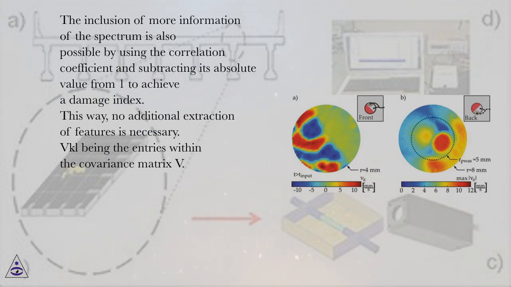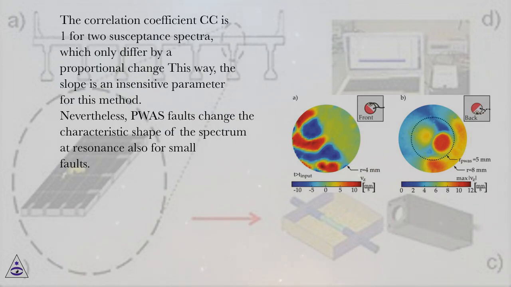The inclusion of more information of the spectrum is also possible by using the correlation coefficient and subtracting its absolute value from 1 to achieve a damage index. This way, no additional extraction of features is necessary. VKL being the entries within the covariance matrix V. The correlation coefficient CC is 1 for two susceptance spectra, which only differ by a proportional change this way.